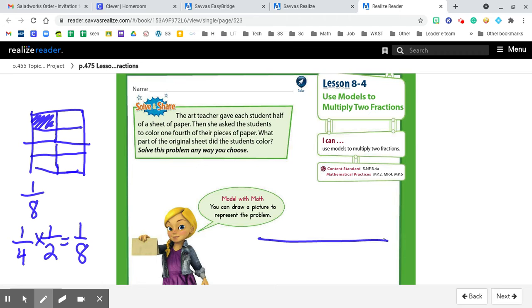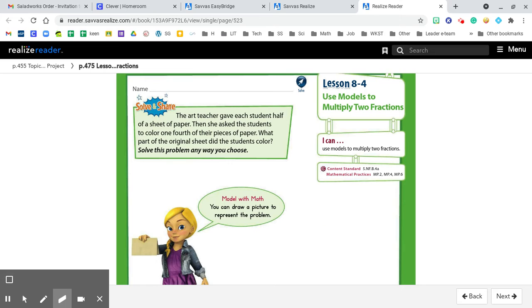You can also do it on a number line. 0, 1. There's our whole sheet of paper. Each kid was given 1/2. So they're given half a sheet of paper. On their half sheet of paper, they're told to color 1/4 of it. So what would you call that on a number line? If that's a quarter, that would be an eighth. So you can say they colored 1/8. There's a couple different ways you can do that.